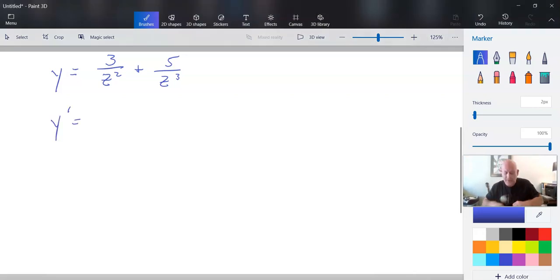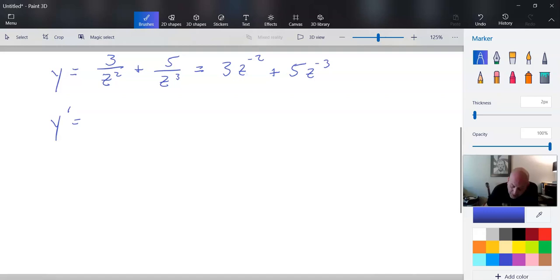I assumed that. We can rewrite this as 3 times z to the negative 2 plus 5 times z to the negative 3. And so we can see what happens from here now. If I bring the negative 2 down and multiply it by the 3, that makes it a negative 6. This is where you have to be careful because this is a negative exponent. If I subtract 1 from a negative, it makes it more negative. So if I subtract 1 from negative 2, it makes it negative 3. So that looks like that.